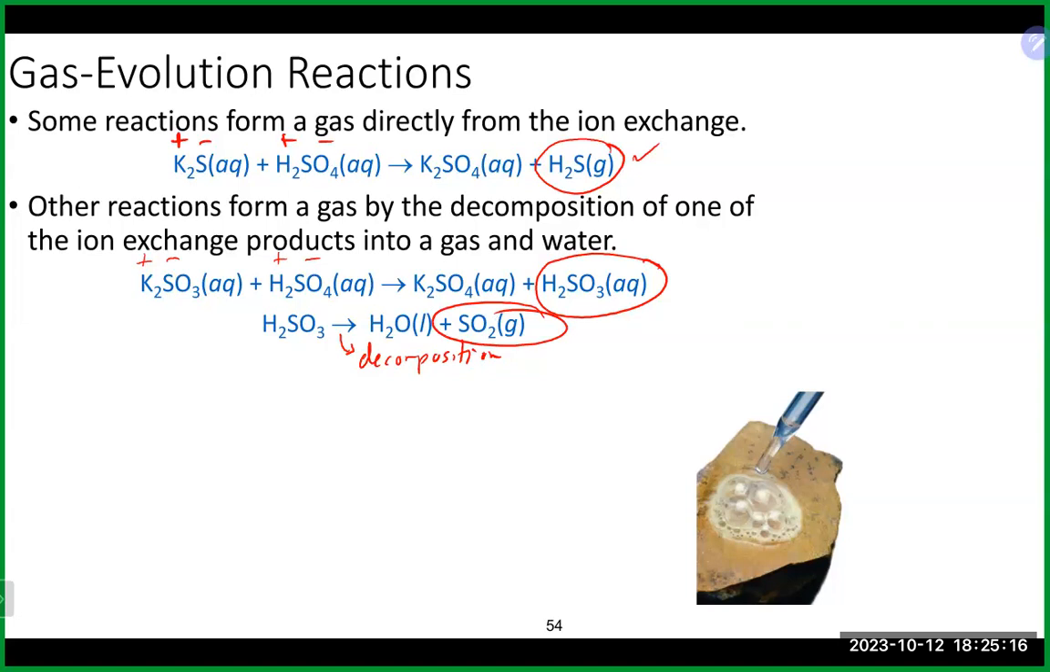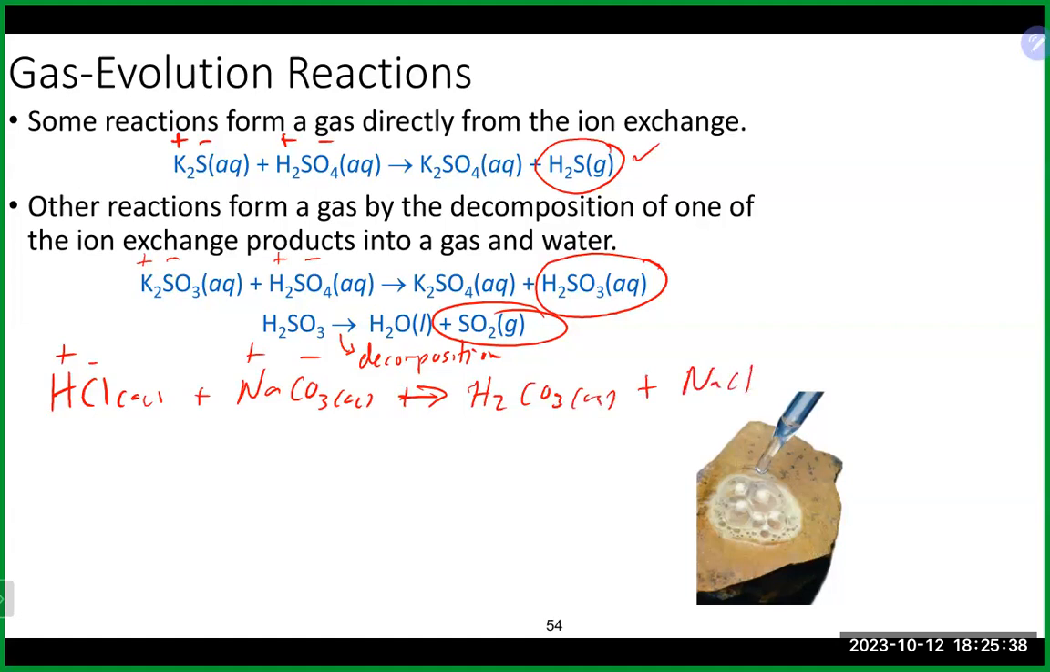Probably the most common one that you're familiar with, maybe you have seen, take a little acid, maybe some sodium carbonate or sodium bicarbonate, if you like. It's going to do a little double displacement action here. And we will get some H2CO3 and a little NaCl in this particular case. And so as a result of this, we will form this guy, which is very similar here to sulfurous acid. It's another sort of weak acid that will go through a decomposition reaction.